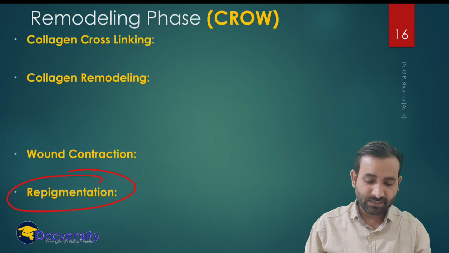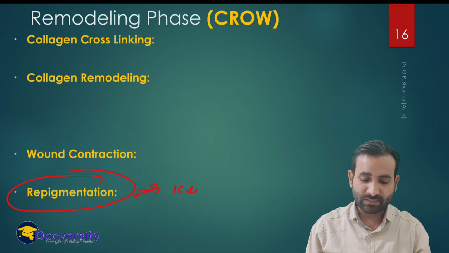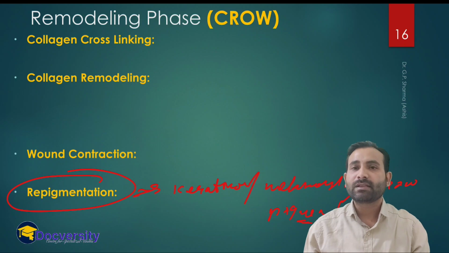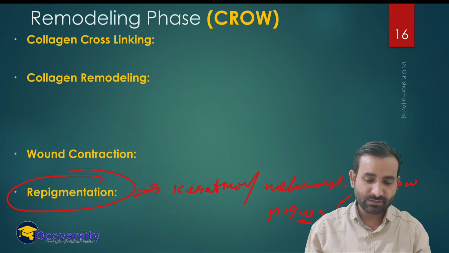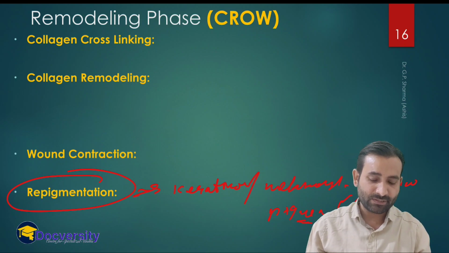And repigmentation, at the same time, we will have the keratinocytes, and then the melanocytes. Melanocytes begin to regrow, right? If they begin to regrow, then again the pigmentation occurs over the wound healed area. Is that okay? So this is about the remodeling phase.